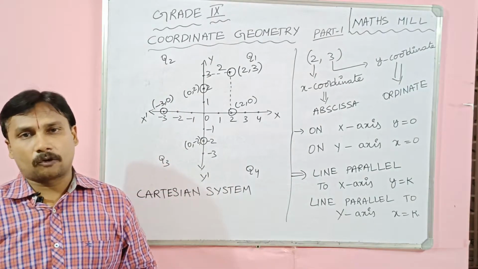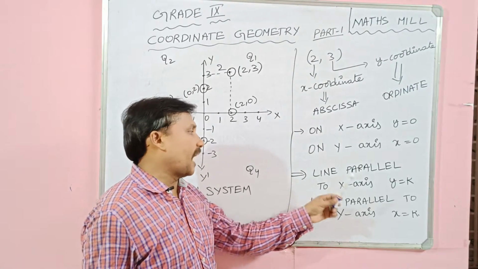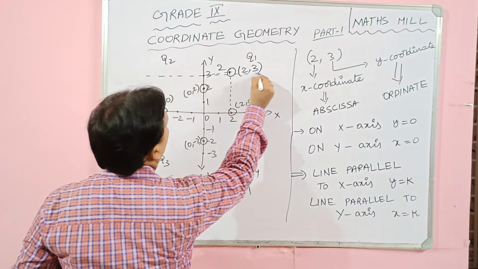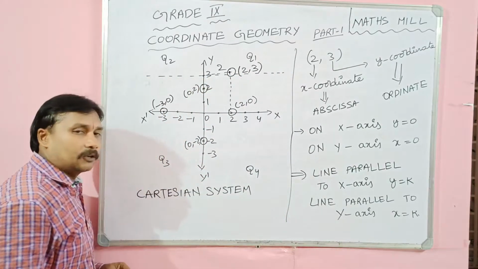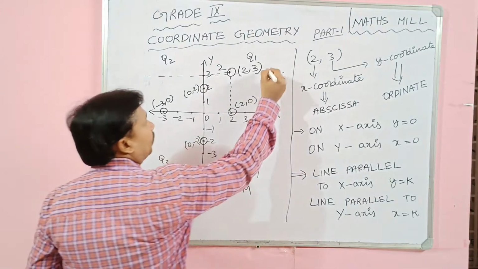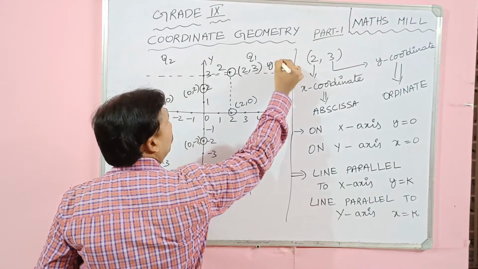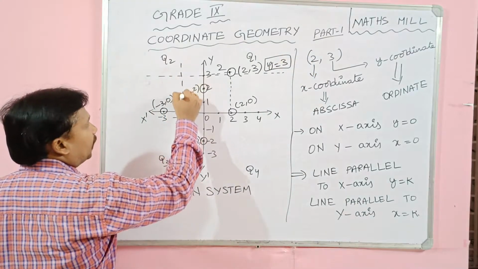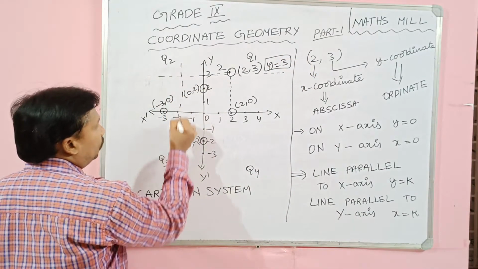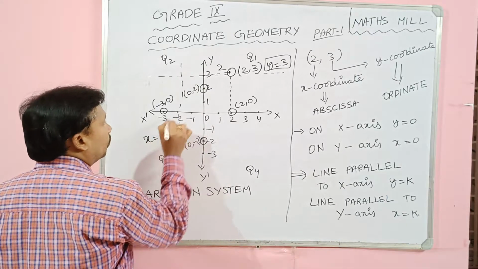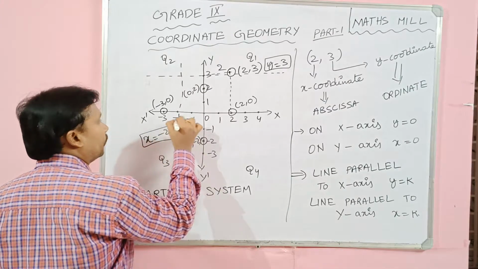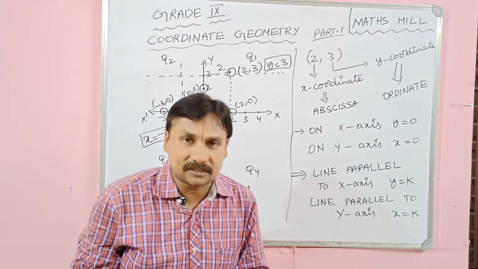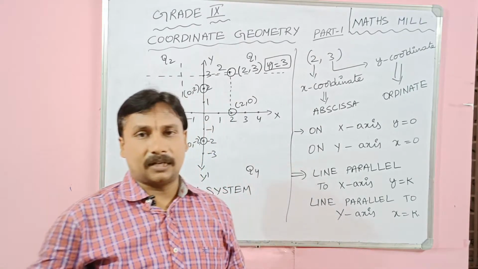Two more points we have to learn. A line parallel to the x-axis, for example, if you take a line here, a line parallel to the x-axis, is y is equal to k. Here y is equal to how much? 3. That we have to remember. A line parallel to the y-axis is x is equal to -2. That is the way: at whatever point the line intersects the axis, that value only has to be taken.